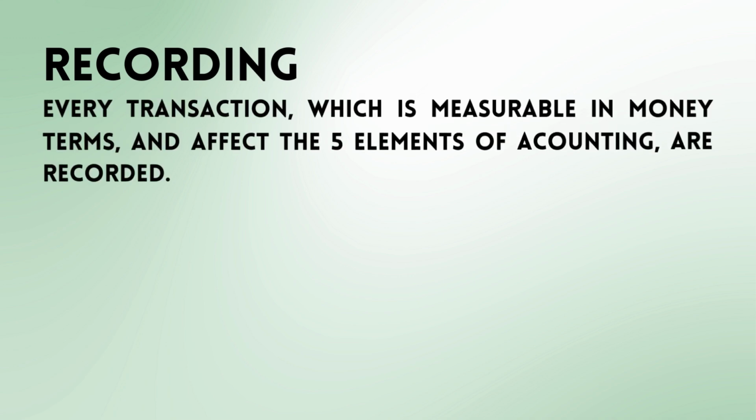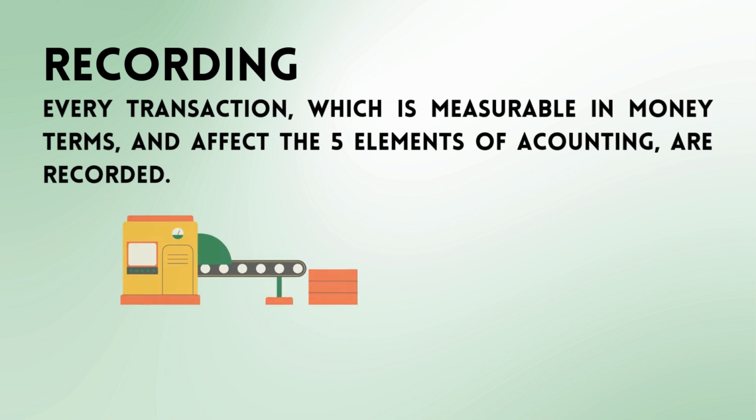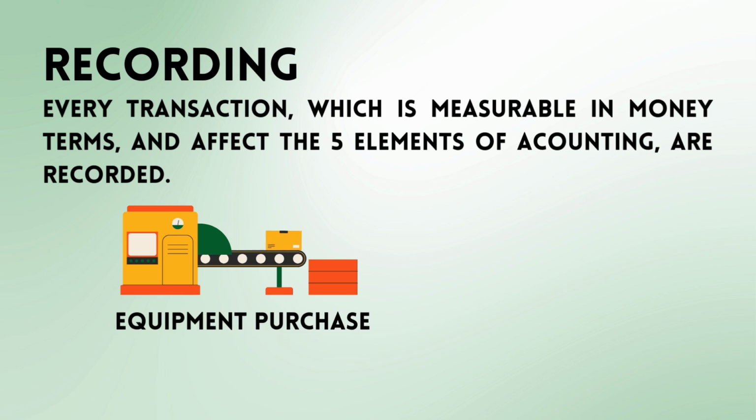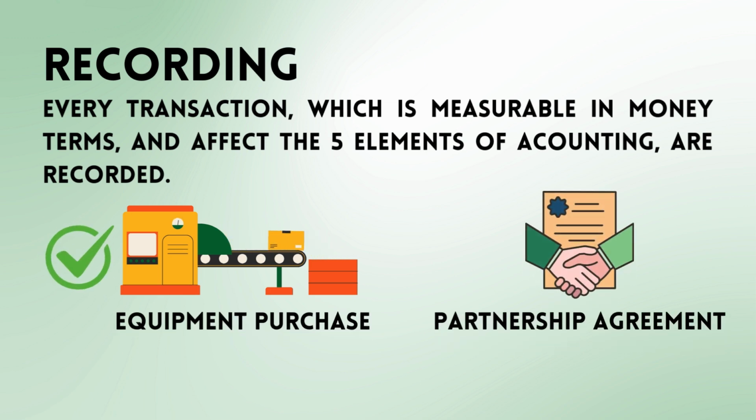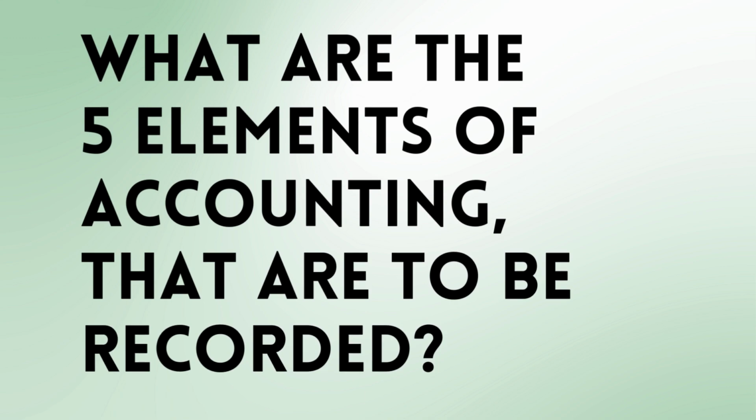Recording. Every transaction which is measurable in money terms and affect the 5 elements of accounting are recorded. For example, purchasing an equipment for rupees 50,000 can be recorded, whereas a partnership agreement without any monetary value cannot be recorded. Now, what are the 5 elements of accounting that are to be recorded?